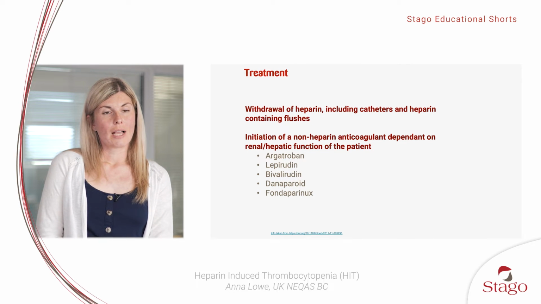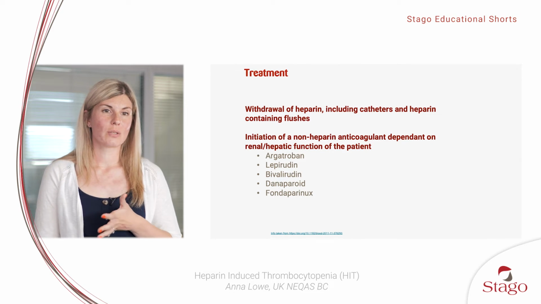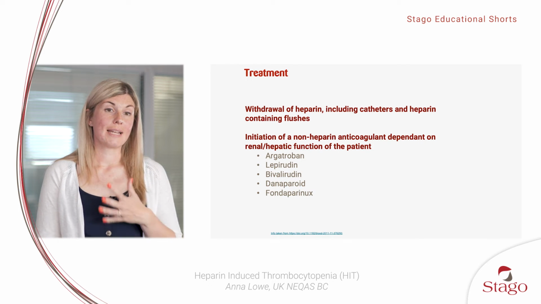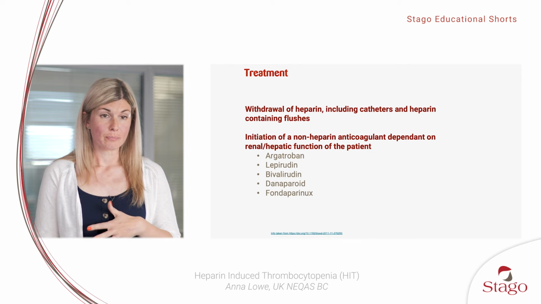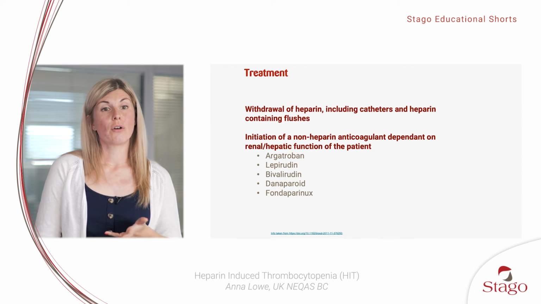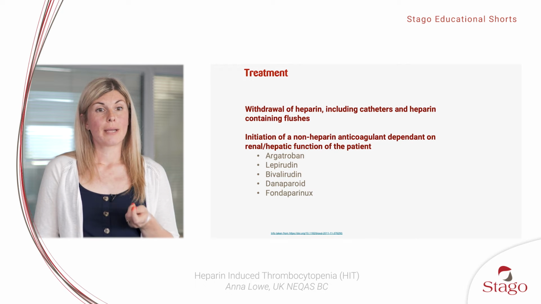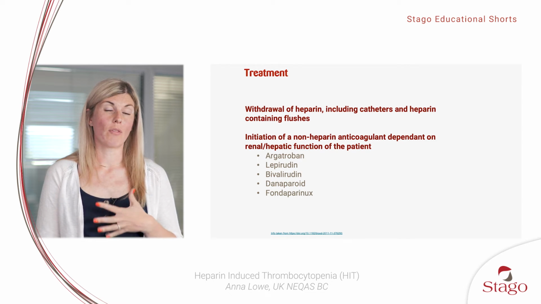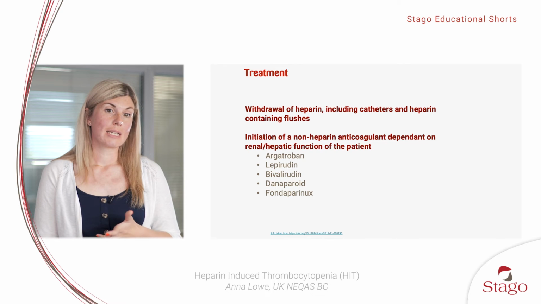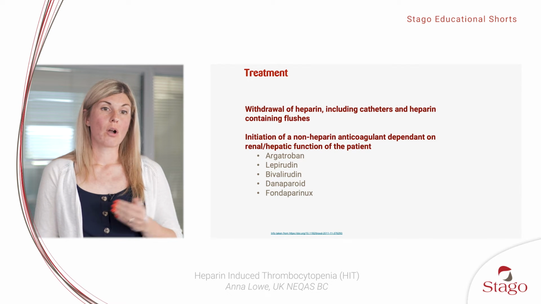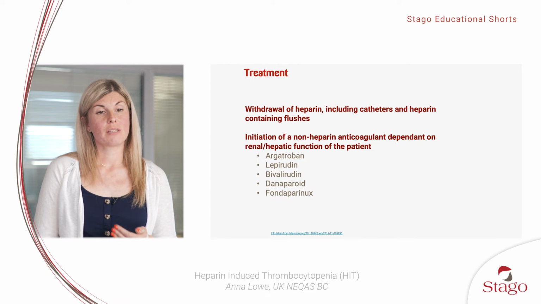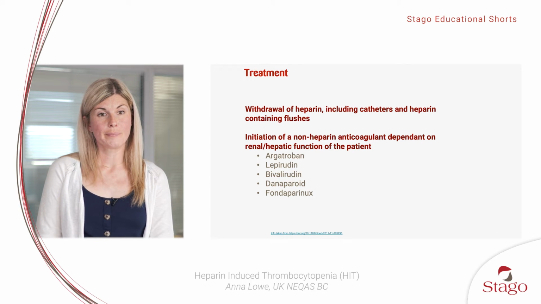So treatment, usually it's the withdrawal of heparin straight away, and this will include catheters and any heparin containing flushes that are within or contained by the patient. Then you've got initiation of non-heparin anticoagulation, and depending on the renal or hepatic function of the patient will obviously depend on what the patient is administered. Usually it's argatroban, and these can be used in combination together, so argatroban and lepirudin, depending on the specific needs of the patient.